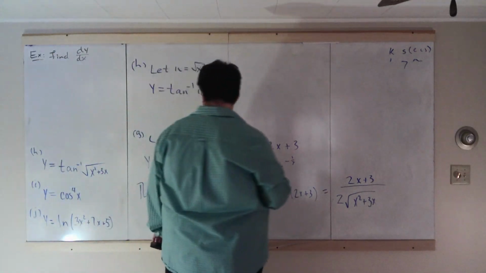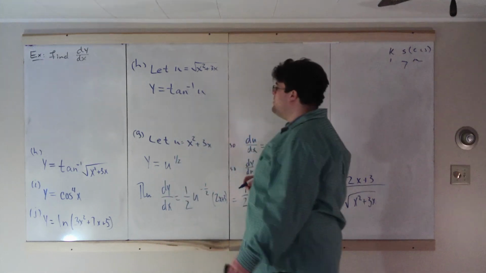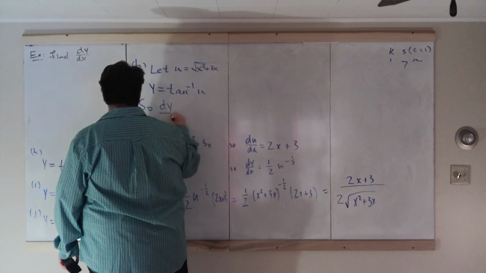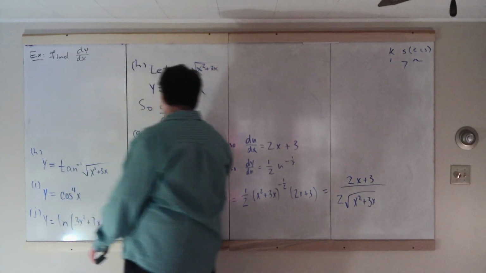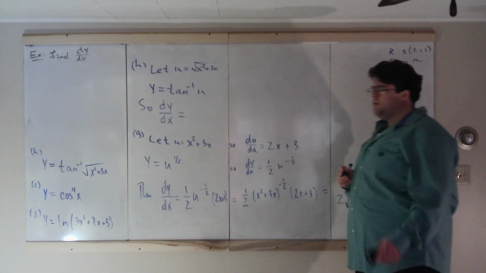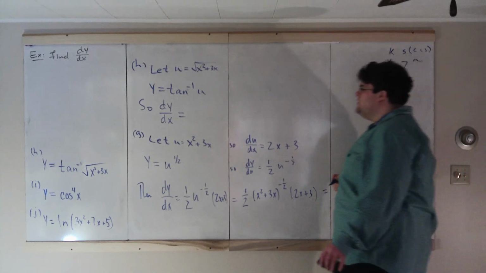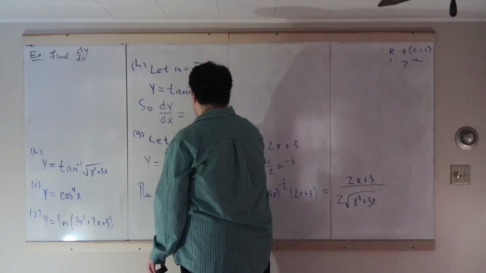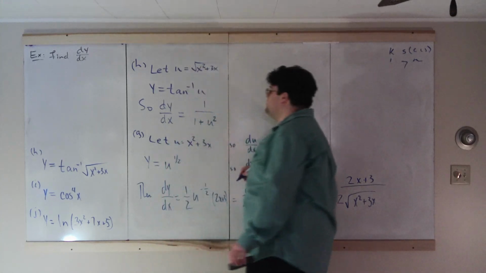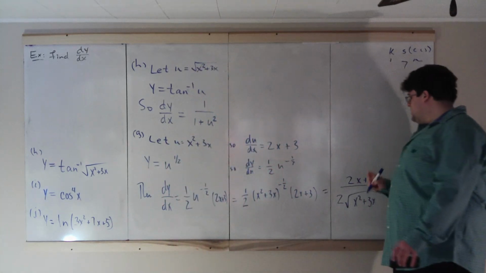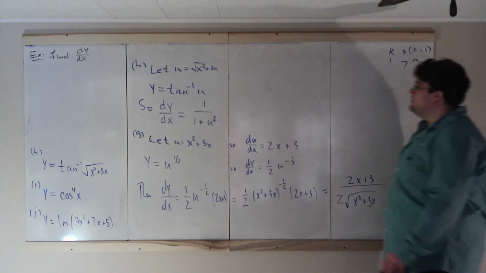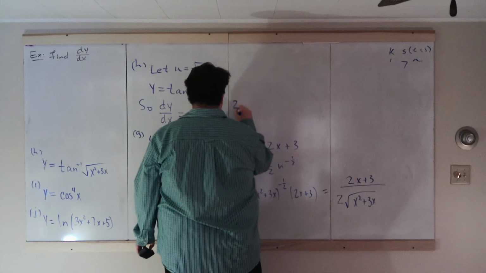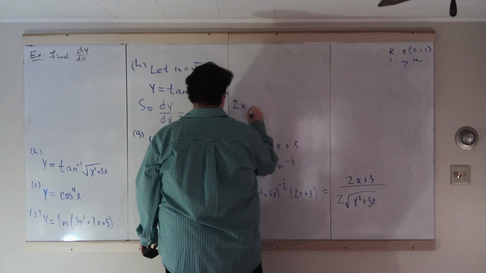Well, now we can do our chain rule. So dy dx equals dy du times du dx. What's dy du? Derivative of tangent inverse is 1 over 1 plus u squared. What's du dx? Right here. We did that in part G.